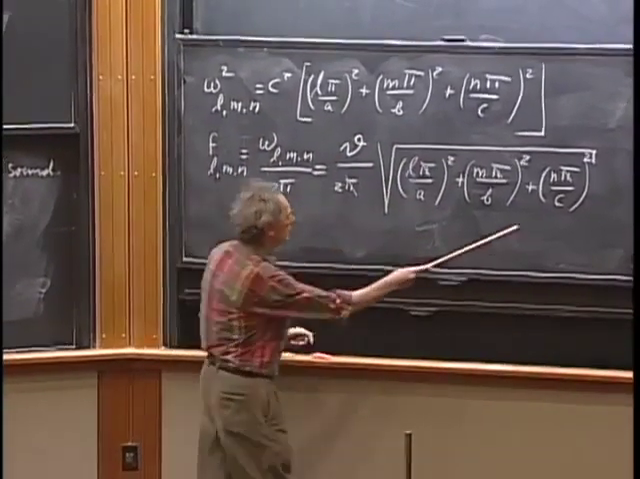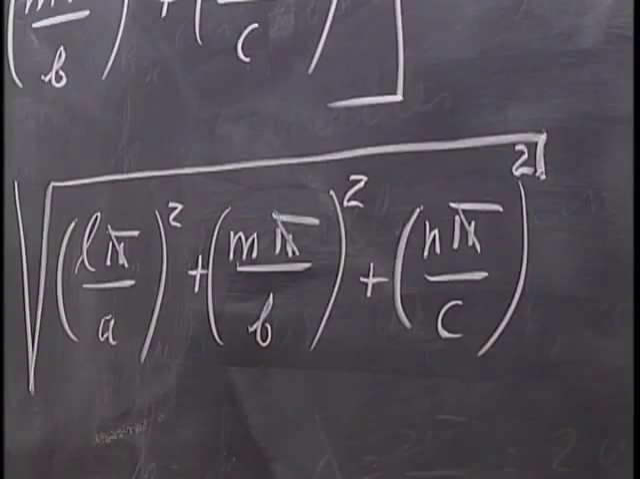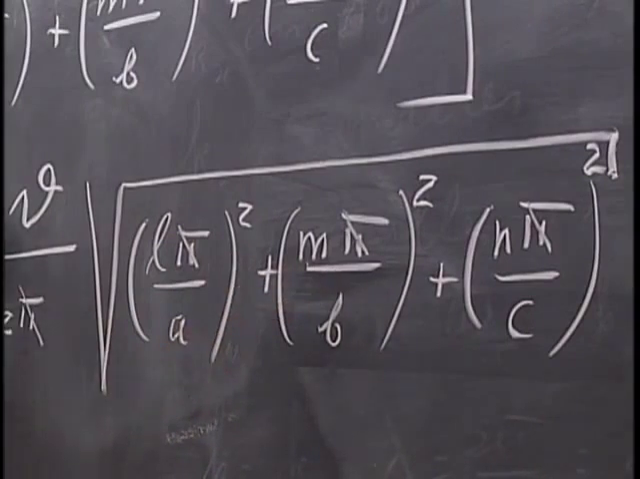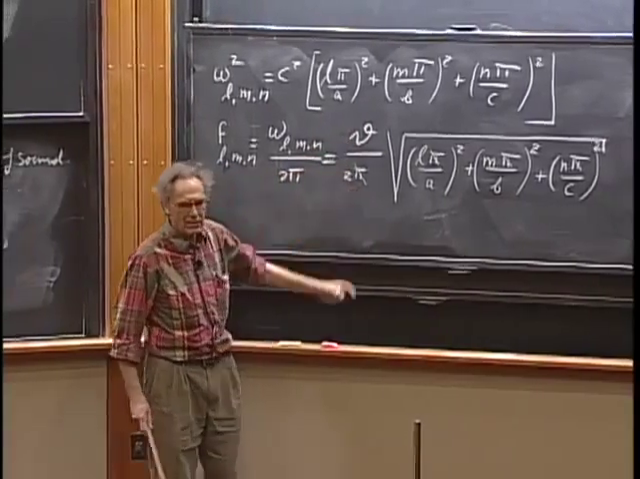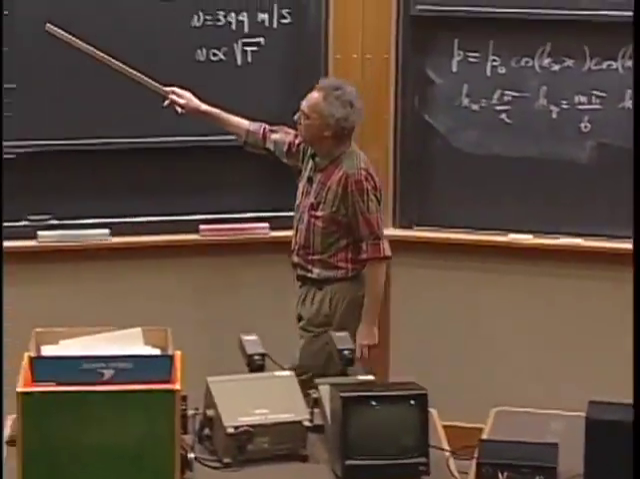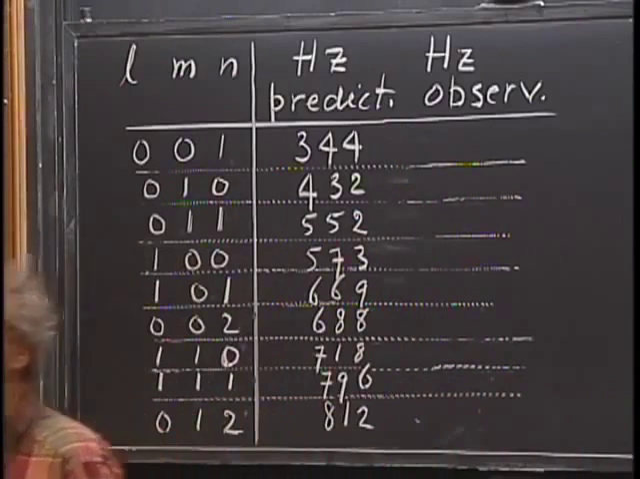So if c is 0.5 meters and you multiply that by 2, then you get 1 meter. This is 0 and this is 0, and so 344 divided by 1 is 344. And so that is why this one is 344, because one dimension happens to be half a meter.